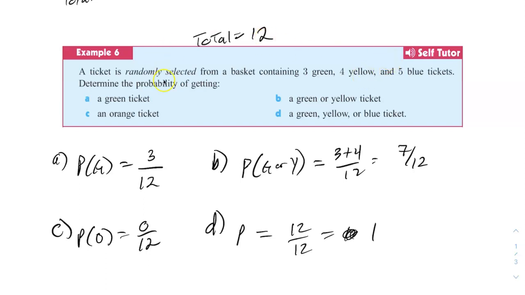So that's the idea. It's want over total. What are the odds? How many items do you want to get, are in the selection of things you want to get, over the total number of items.